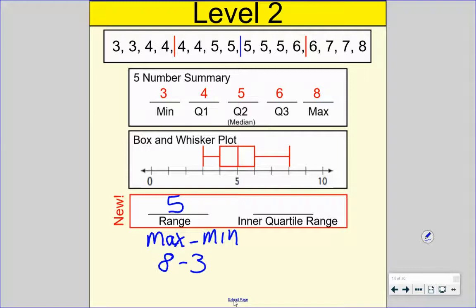Interquartile range, we are going to take the distance between the first quartile and the third quartile, the difference between the first quartile and the third. One way to remember that is just Q3 minus Q1. So up here in this case, we have 6 minus 4. So our interquartile range on this data is 2.